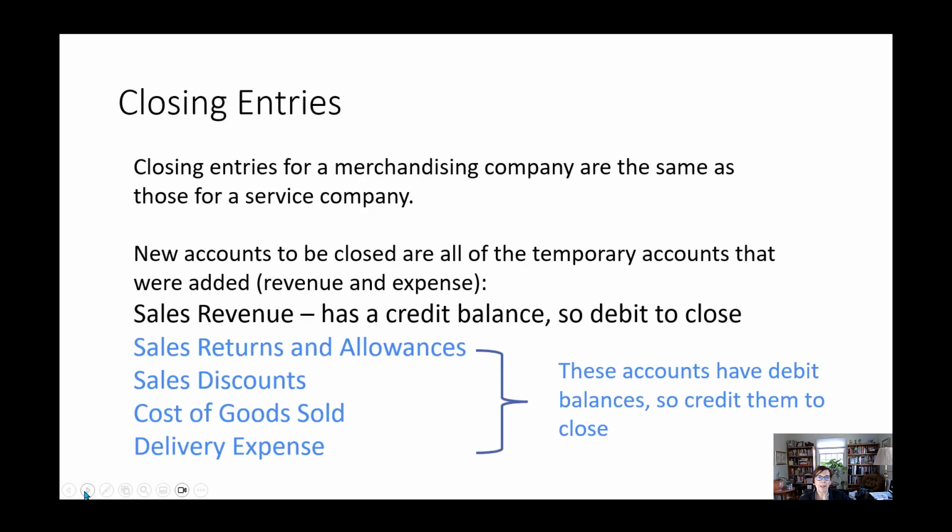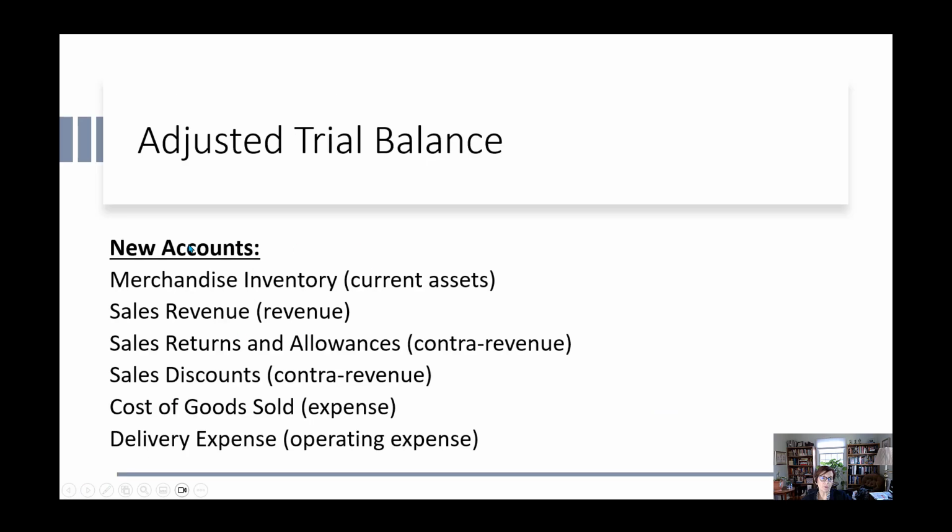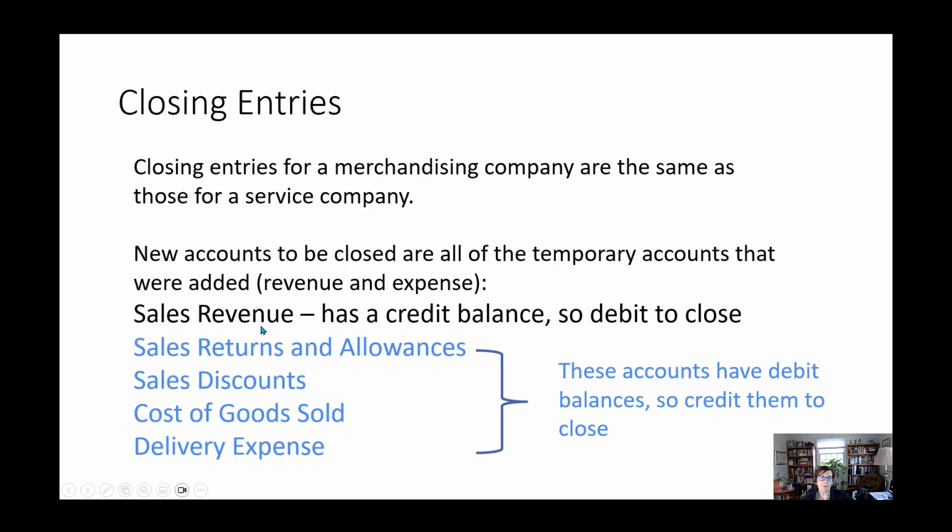Now, when you're closing your books for a merchandising company, it's the same as that for a service company. The only difference is you have these new accounts, these temporary accounts that have to be closed. Now, remember, we had our list of new accounts here. Merchandise inventory doesn't get closed because that's an asset. The rest of these accounts are temporary accounts, so those are going to get closed. So remember, sales revenue has a credit balance, so we debit it to close it. Sales returns and allowances, sales discounts, cost of goods sold, and delivery expense, those all have debit balances, so we will credit those accounts to close them.